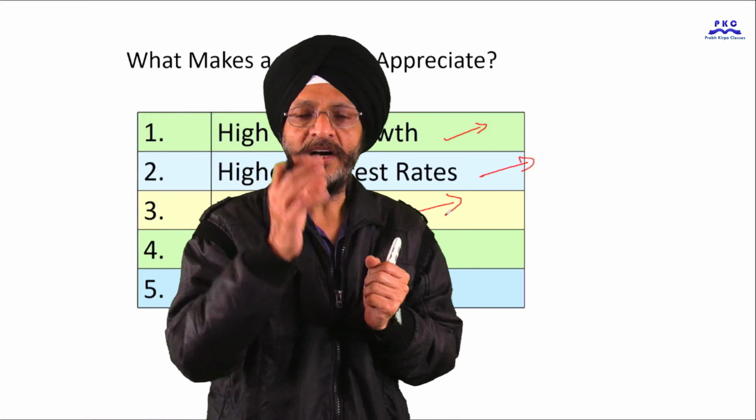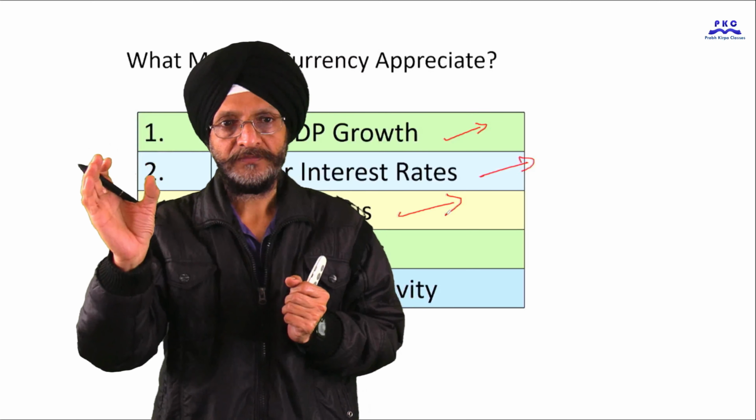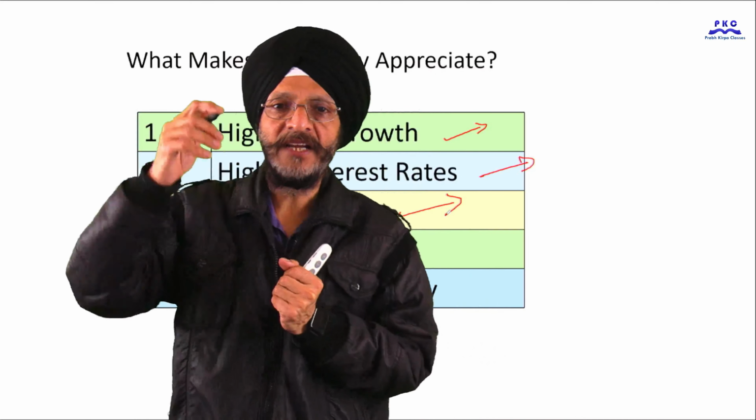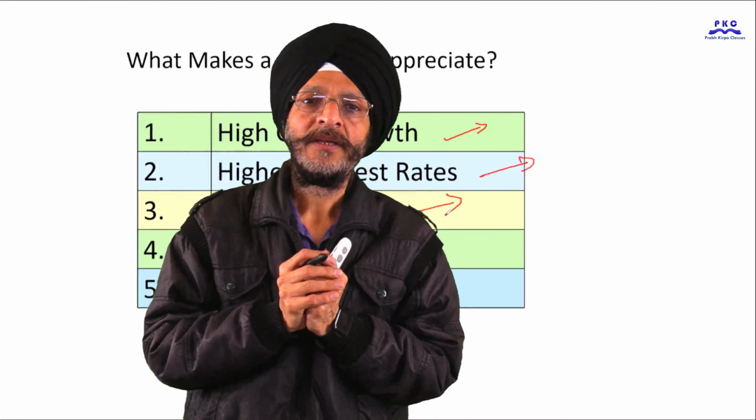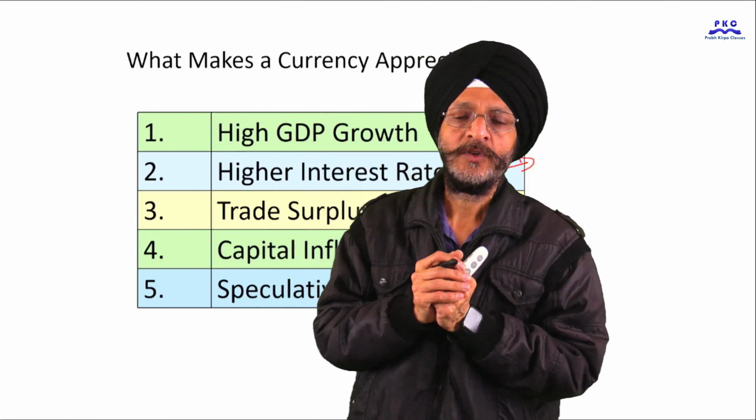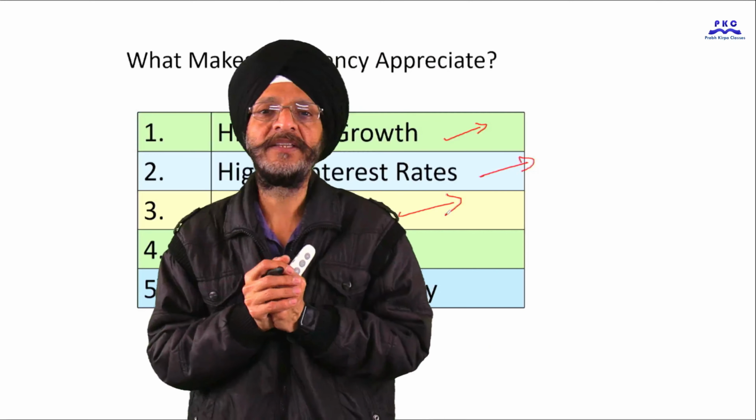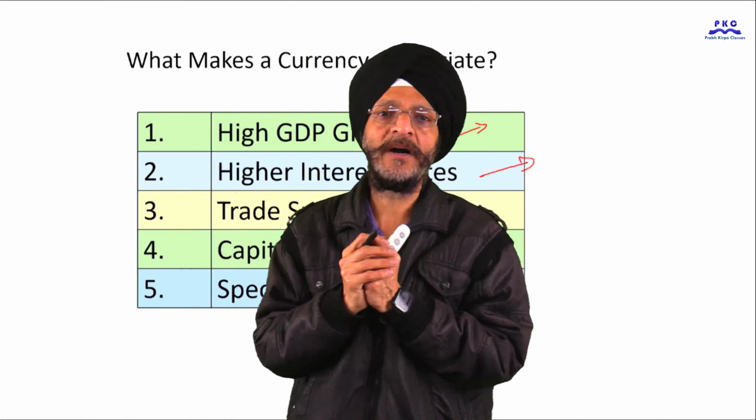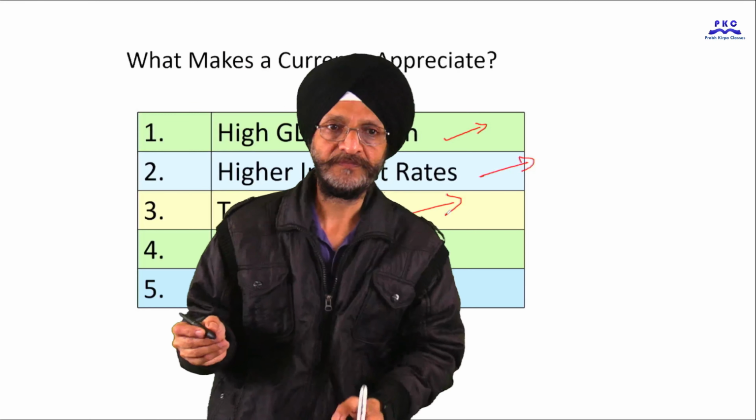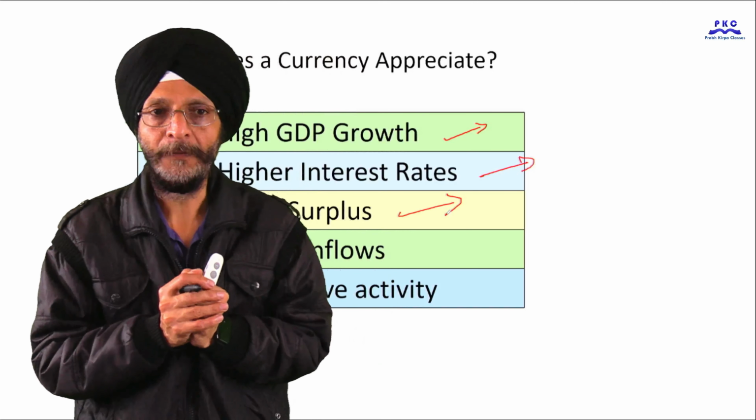Next is trade surplus. Trade surplus means exports are more in comparison to imports. When the exports are more, it means that the foreigners have to pay more to get goods from that country. So to pay for the exports, the foreigners will have to buy the domestic currency. It increases the demand for domestic currency and ultimately results in the appreciation of the domestic currency of that particular country from where the exports are being made.